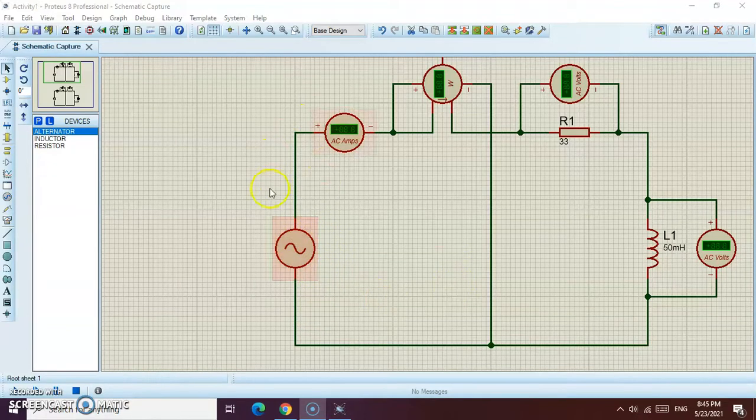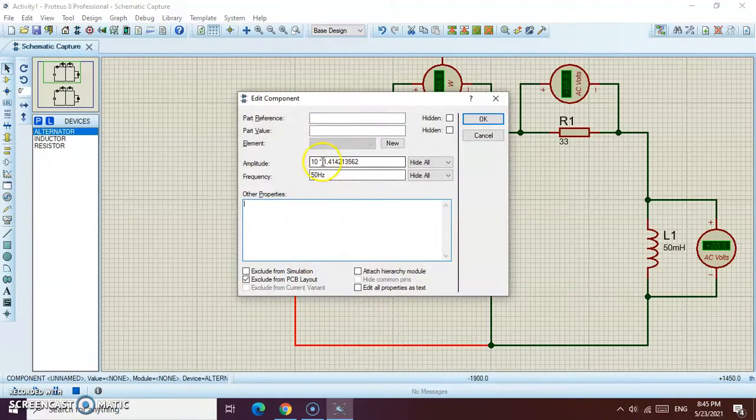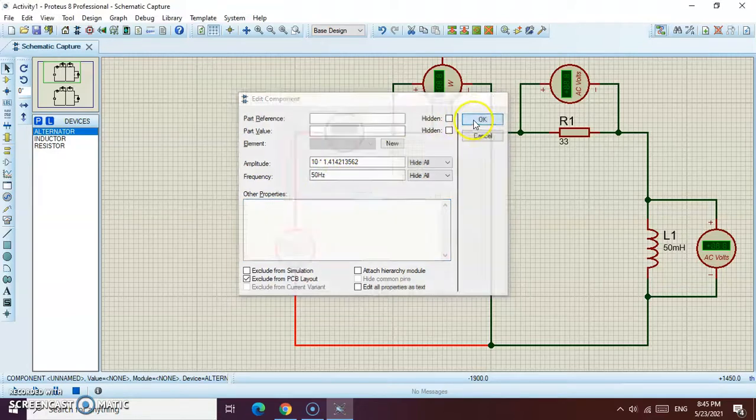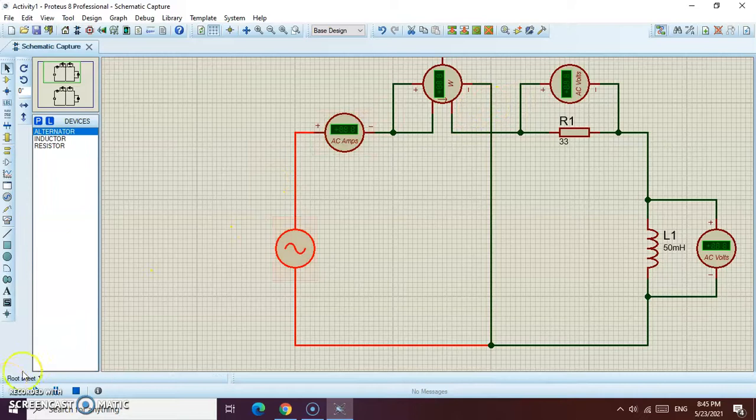After setting all of this, we set the AC power supply according to the lab sheet given. We first test it with 10, and we need to multiply it by the square root of 2, which is this number, and we set the frequency to 50 hertz, and after that we can start to simulate it.